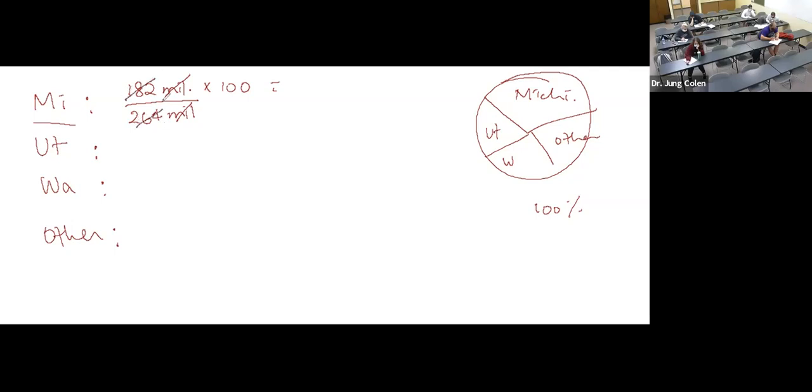Both are divisible by 2, so 91 over 132. Any other? You can simplify these two as well. 50 divided by 2 is what? 66. And again, both are divisible by 2, so 33 and 25. So we have 91 times 25 over 33. You can use your calculator to calculate that.